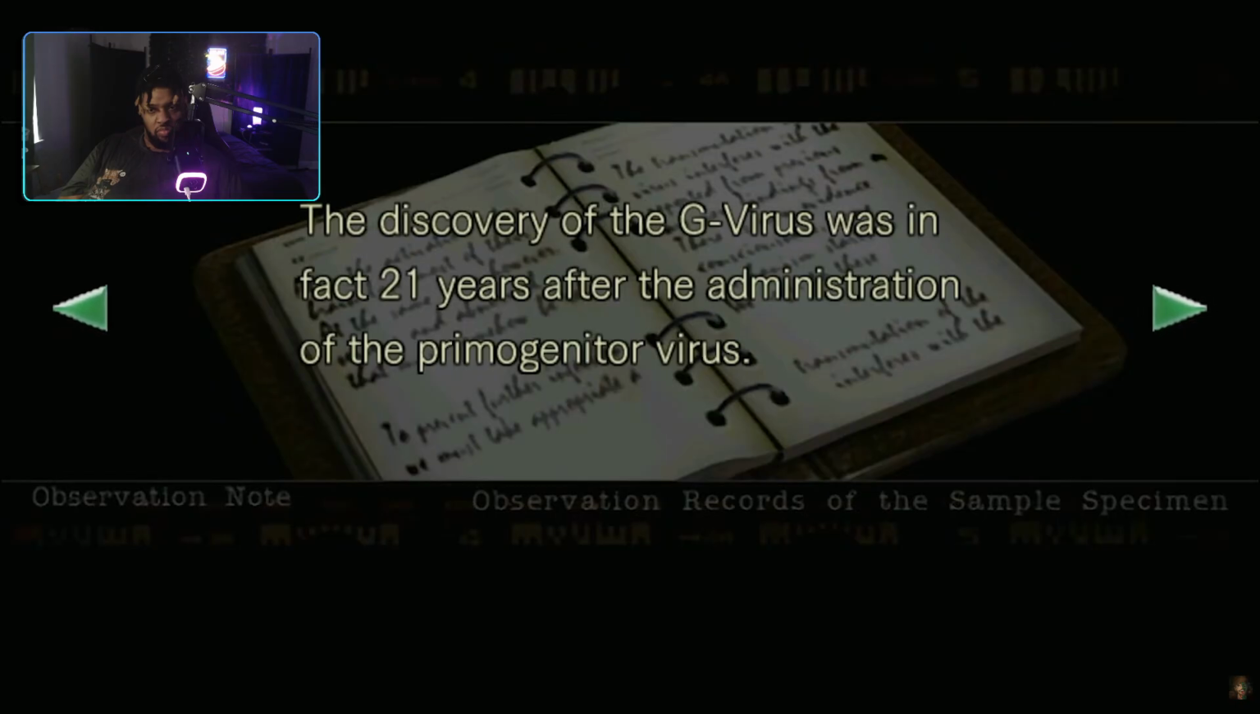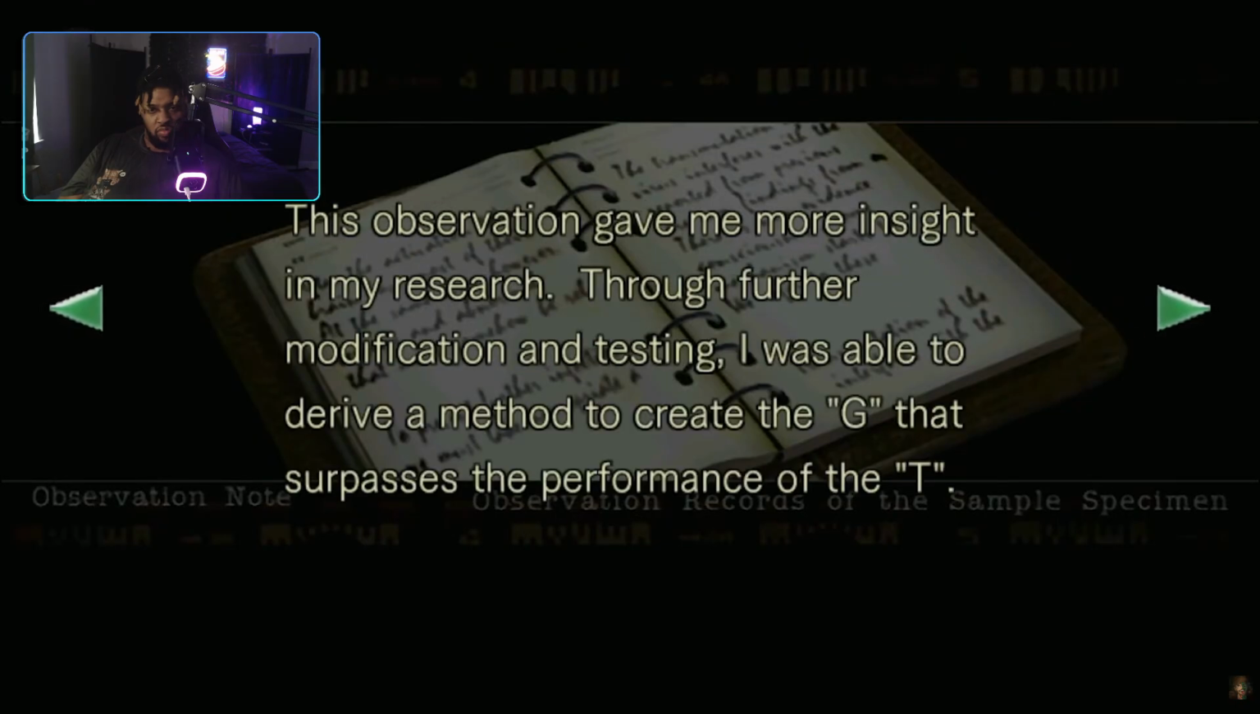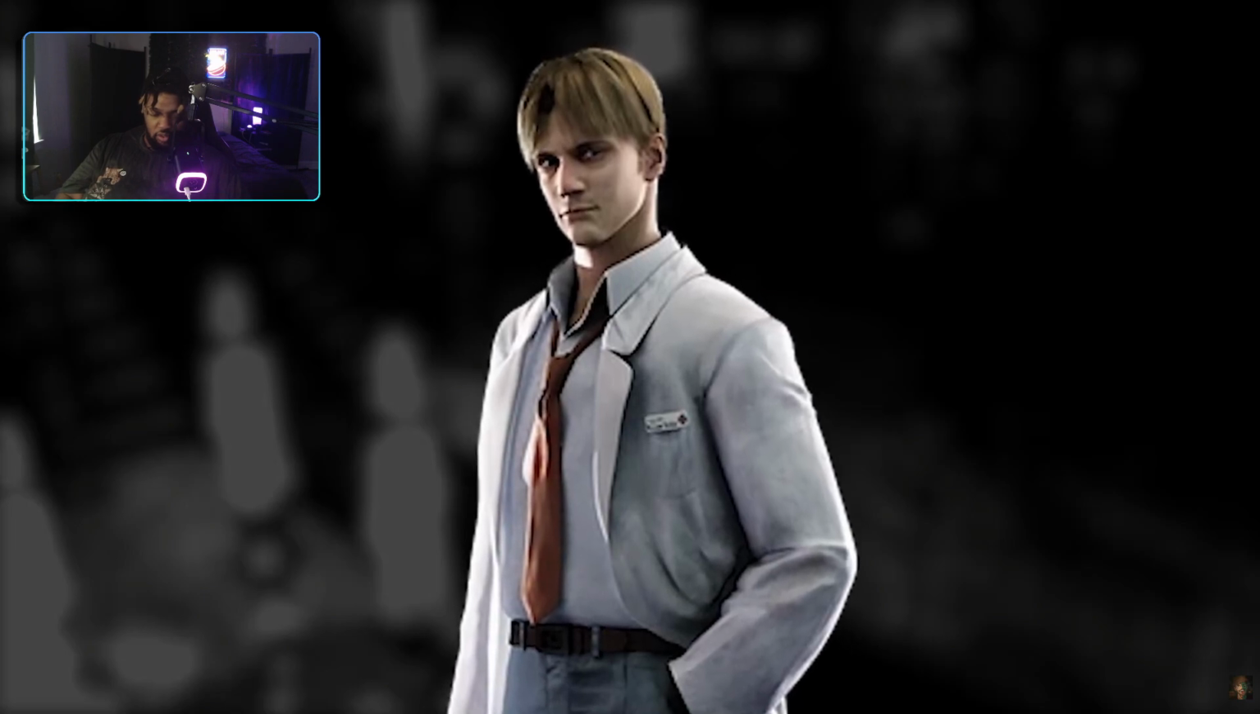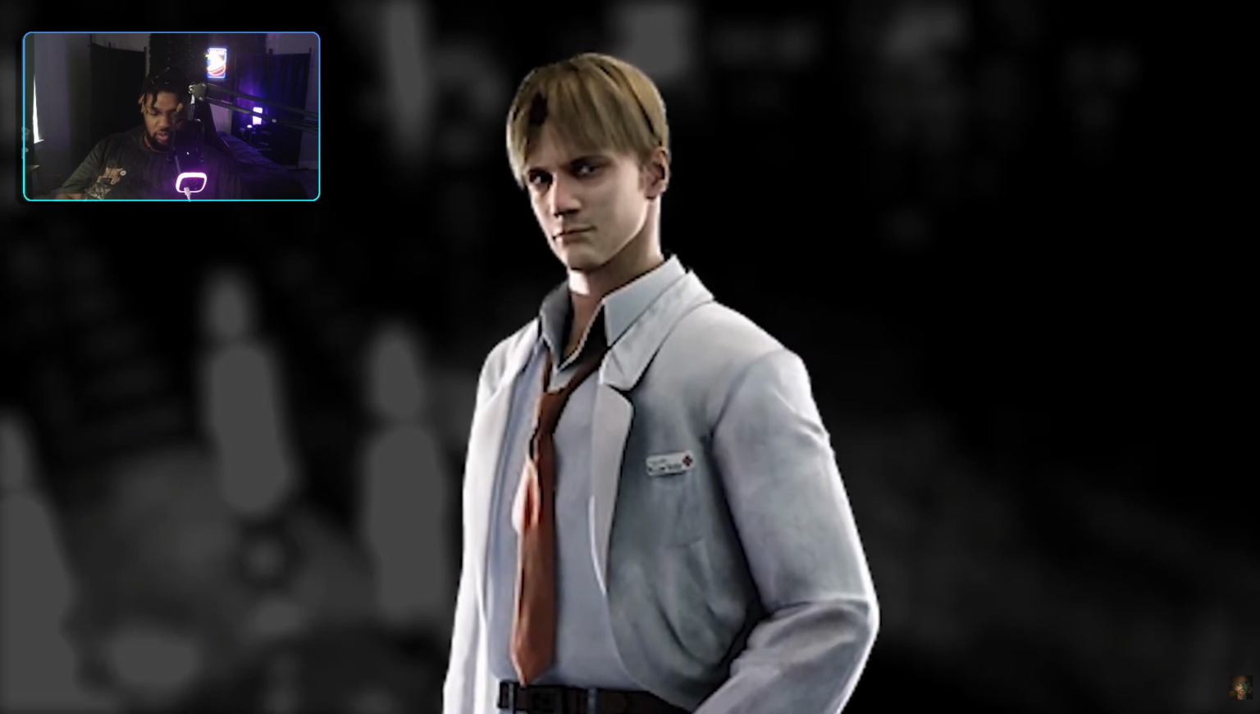A new progenitor strain, which Dr. Birkin called the G, or Golgotha virus, came from this. Birkin considered Golgotha to surpass the performance of the T-virus. So did Oswald Spencer, as it happens, as he was interested in its capabilities in regard to eugenics. Birkin had hoped that him refining and perfecting Golgotha would earn him a seat on the Umbrella board.